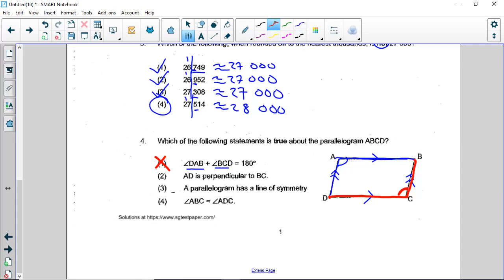All right, AD is perpendicular. Now this one is definitely out because a parallelogram has no perpendicular, okay? No perpendicular lines.